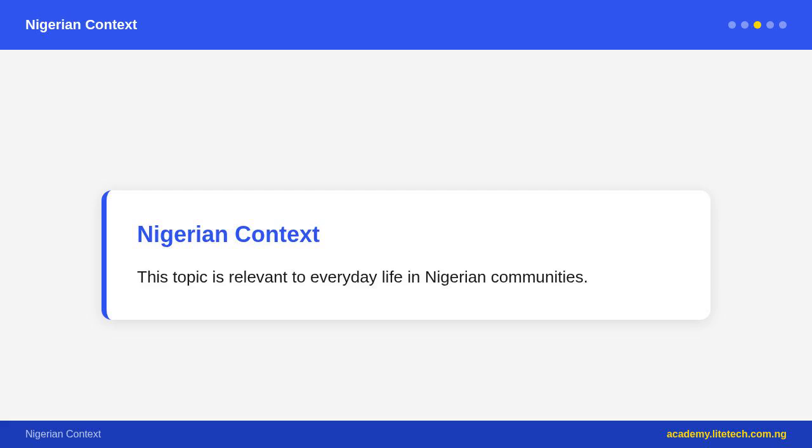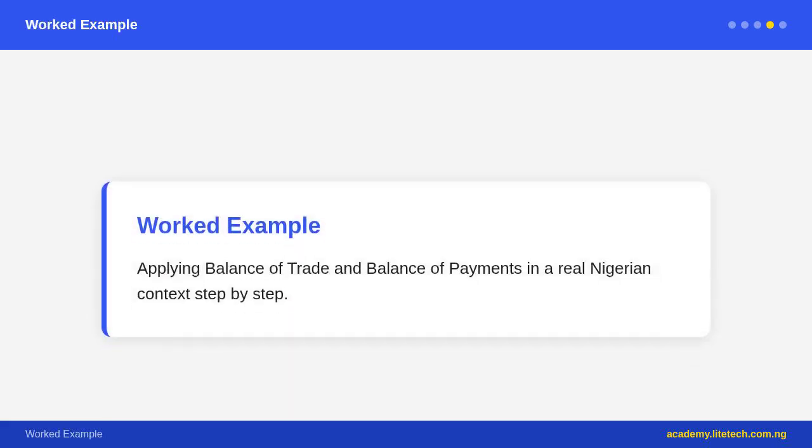Importance of monitoring balance of payments. 1. Currency stability. A large deficit can weaken the naira. 2. Debt management. Monitoring helps manage foreign debt. 3. Policy decisions. Government can adjust import duties or export incentives.